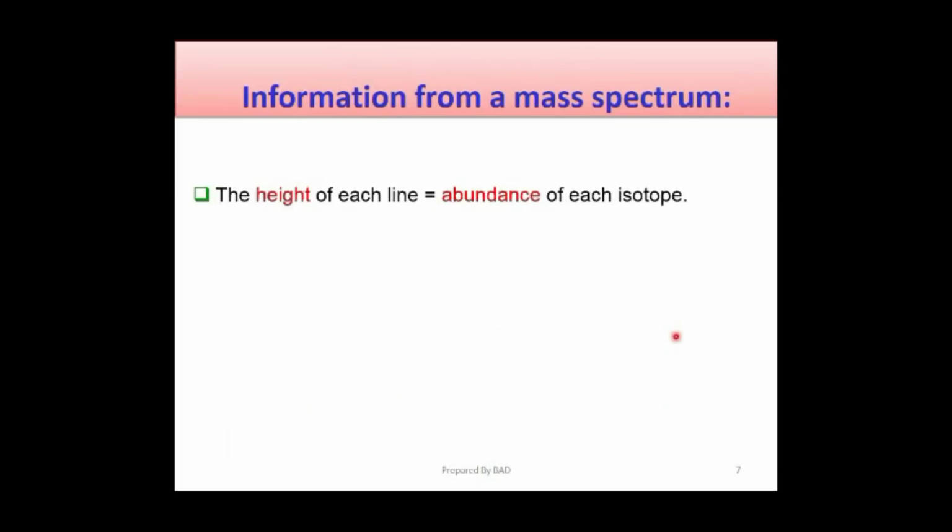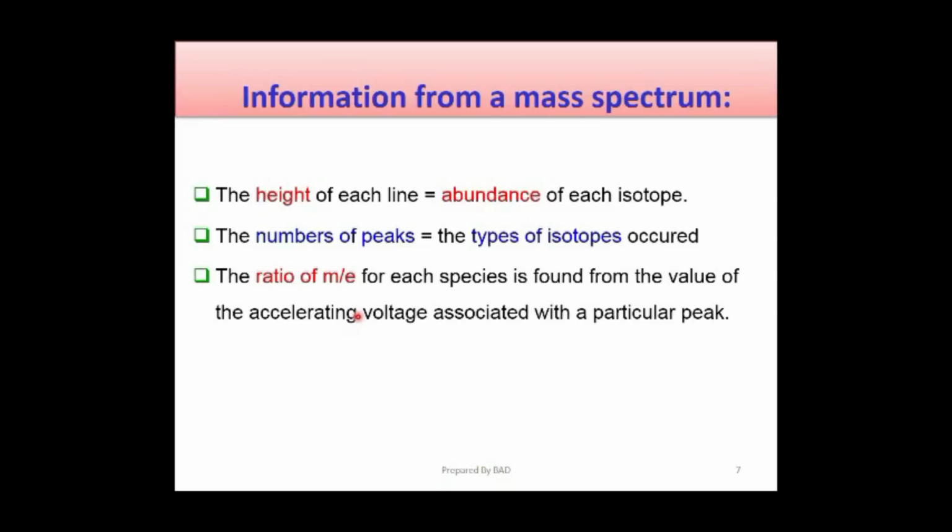So what information will we get from the spectrum? Number one is the abundance, represented by the height of each line. Next is the number of peaks, which means how many isotopes occur in the sample. And the most important thing is the mass to charge ratio for each species, which is found from the value of the accelerating voltage associated with the particular peak.